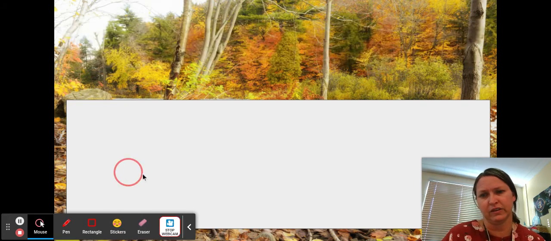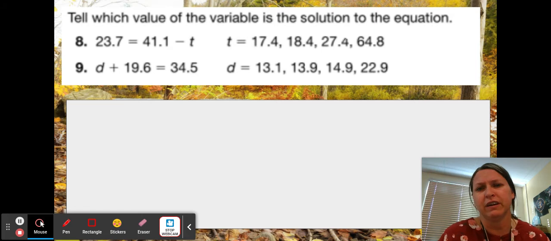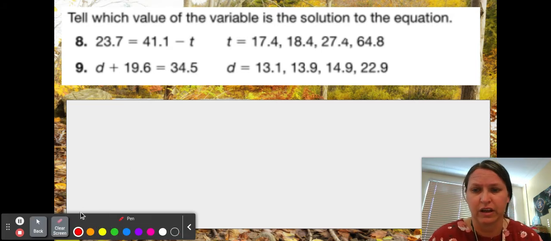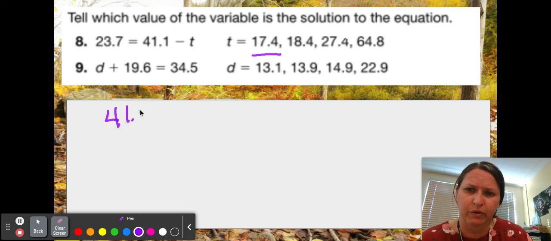Now, let's go to our next set of problems. Tell which value of the variable is a solution to the equation. In order to do this, I have to substitute. So I have to substitute a 17.4. So let me do 41.1 minus 17.4. I have to borrow.